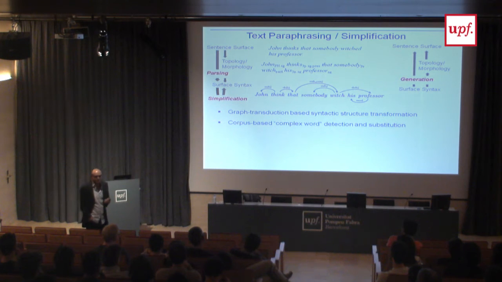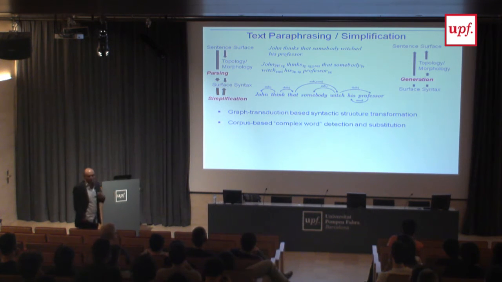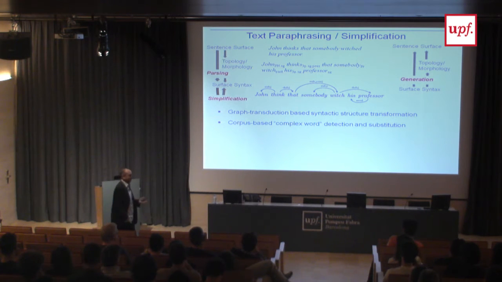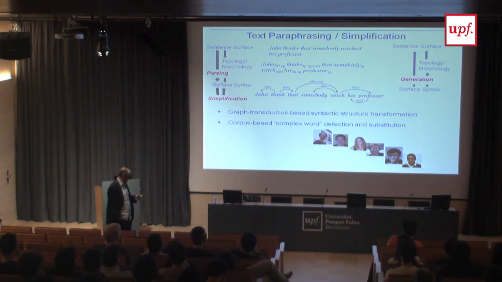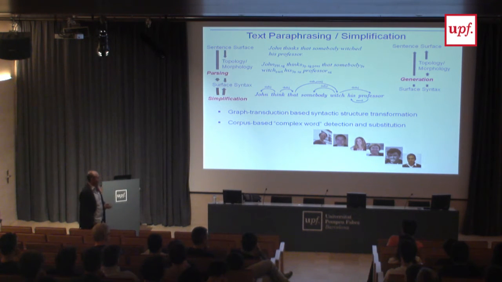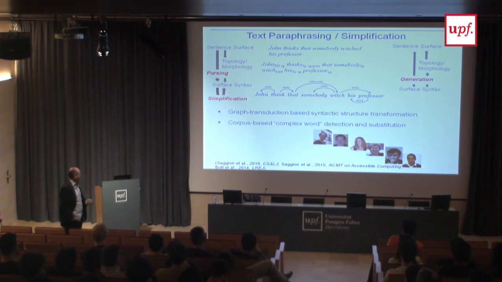But the syntactic constructions are only half of the story because there are also complex words. Here we don't have any, but in principle, it's known that complex, let's say, literate words should be avoided when texts are simplified. For this purpose, we use corpus-based complex word detection and then substitution with simpler words. And here, as I already mentioned, that's Horacio and his team working on this topic, and quite a few members of the group are involved in this task. Here we have quite a few publications on this, if anyone is interested.